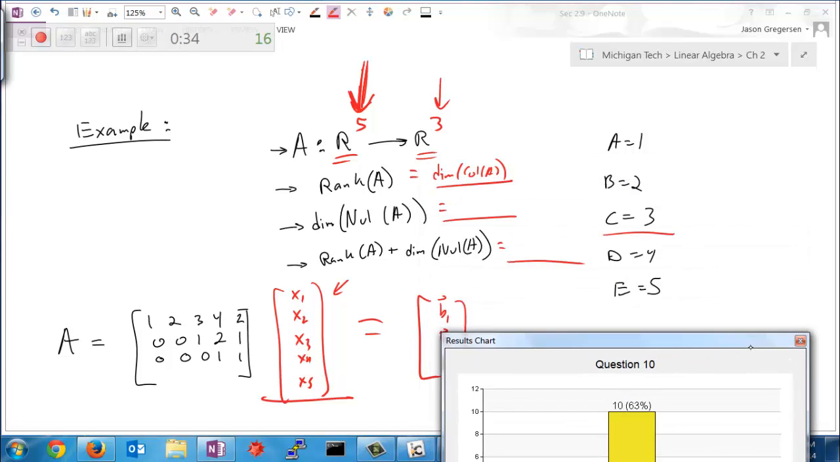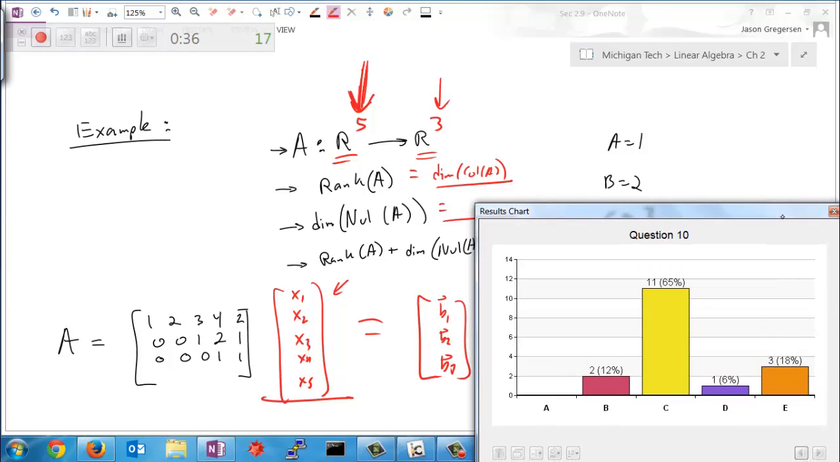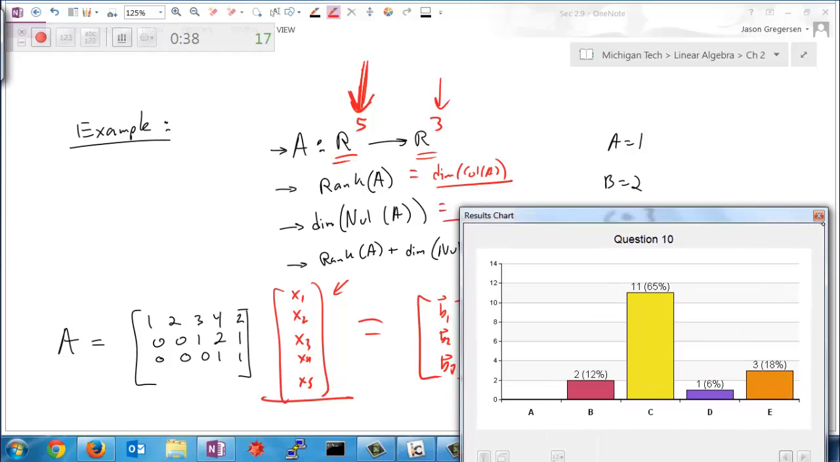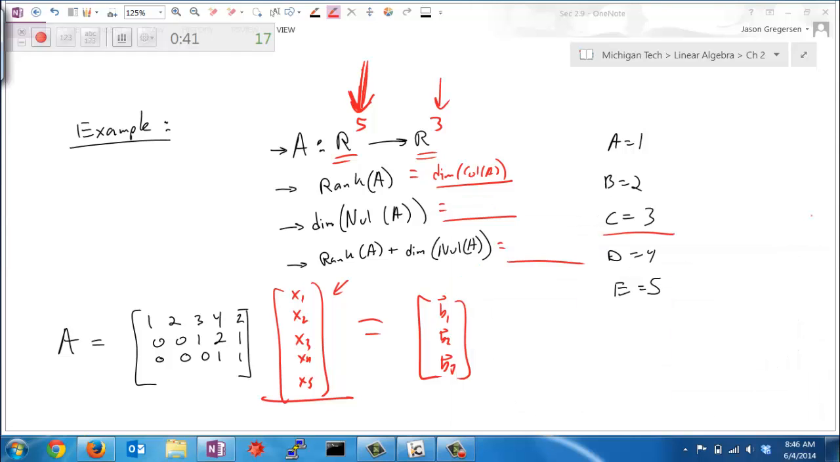Pretty mixed here as well. Mostly C though. I would agree with C.